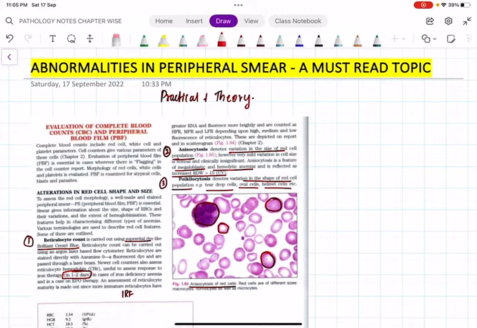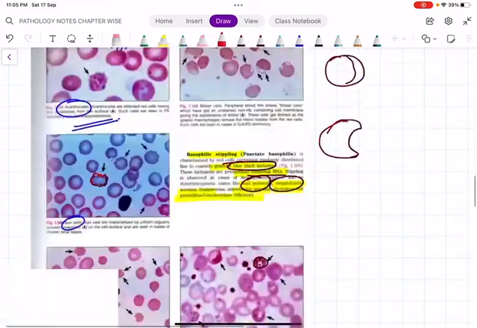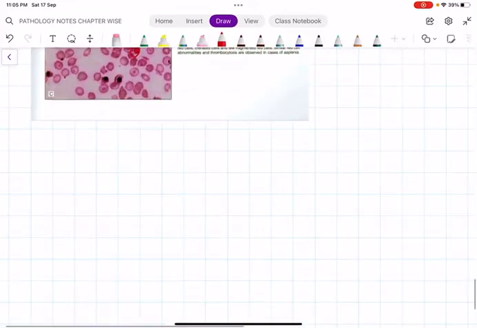But as of now, before you start reading about the deficiency and hemolytic anemias, I personally felt that good knowledge about these basic things is very important, so that it will be easy for you to approach the topic. Fine, thank you.